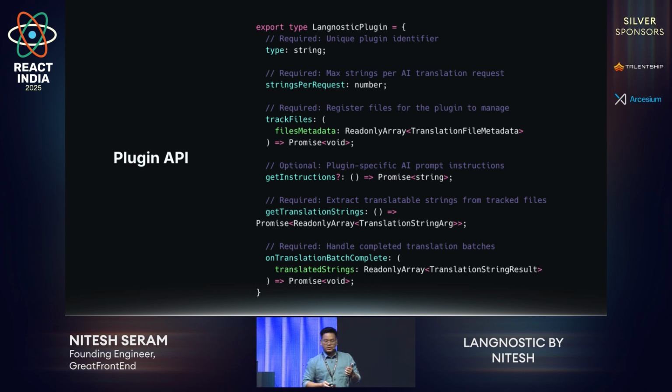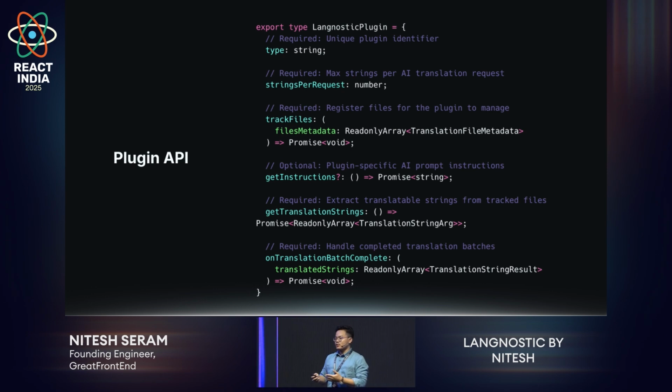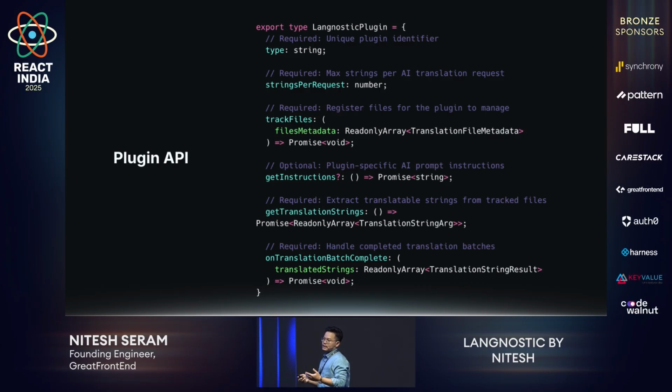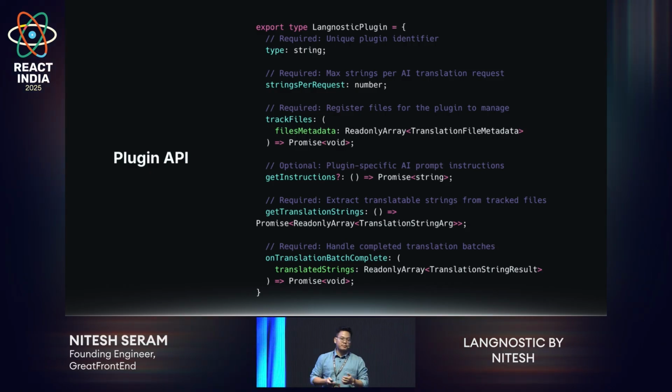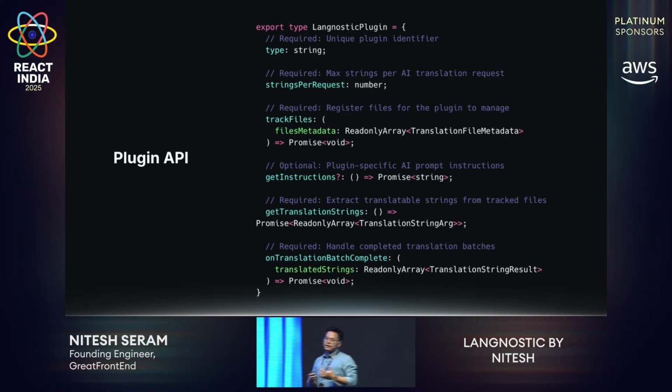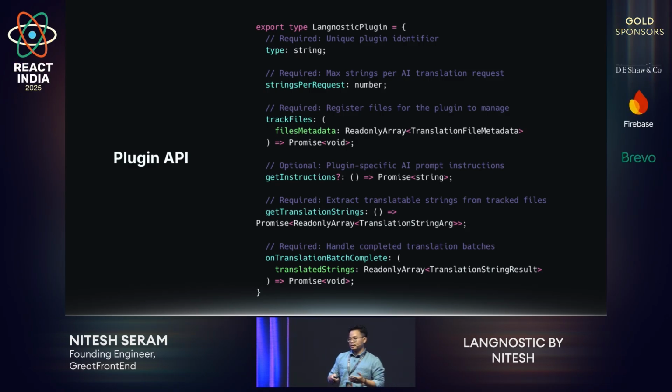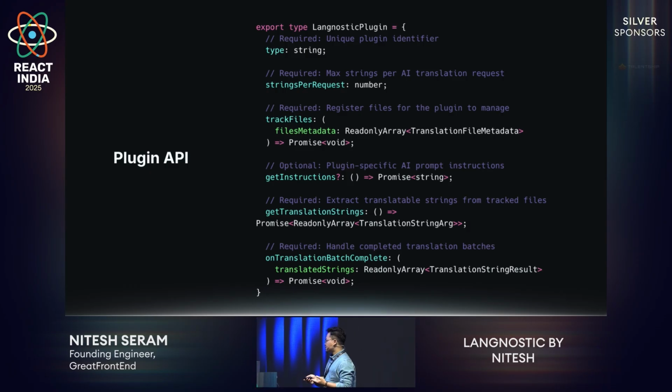Yeah. So the next is getTranslationString. This function is responsible for extracting what strings or what contents need to be translated. And lastly is onTranslationBatchComplete. When a runner completes the translations and sends them back to the plugin, this is the function which decides what you need to do with the translated content.